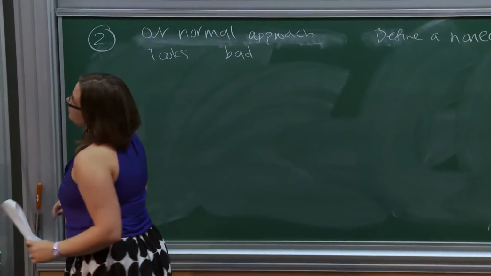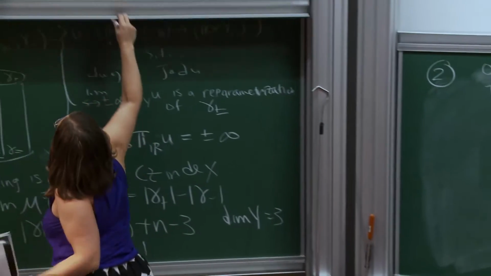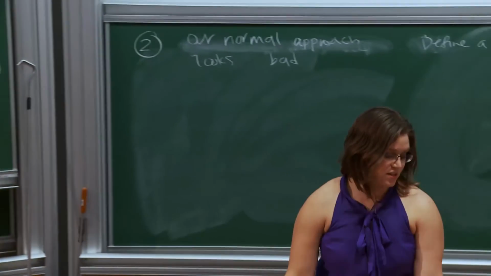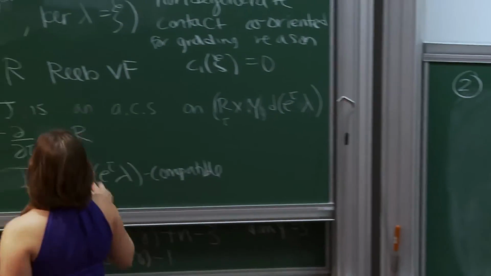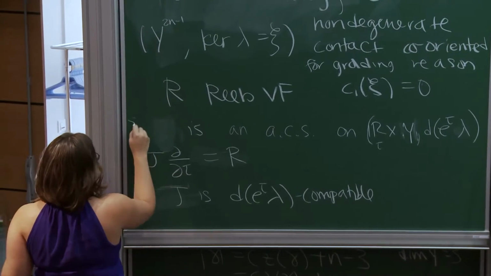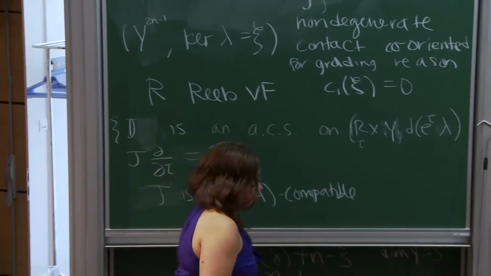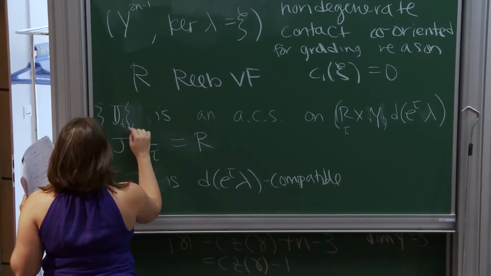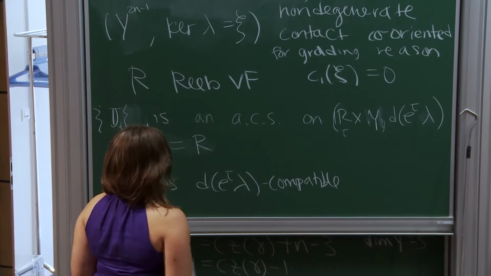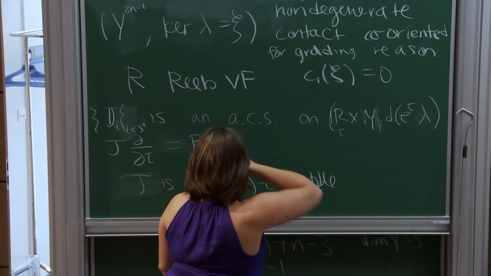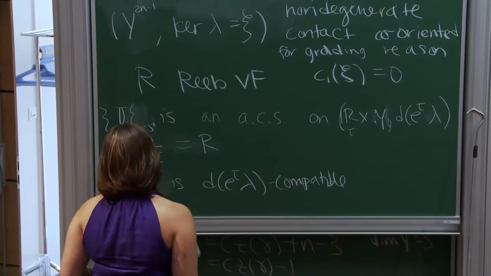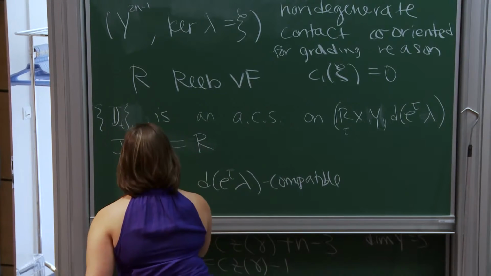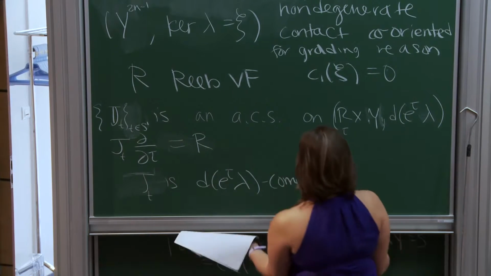Okay, so we're going to take J here, instead of using one J for all time, we're going to take a domain-dependent J. So J_t for t in S1 is going to be an almost complex structure. We still want for each time t that it goes to the Reeb vector field, and we want for each time t that it's d(e^τ λ) compatible.